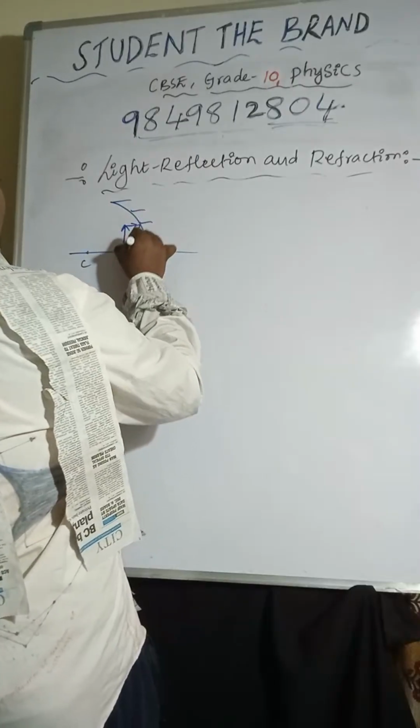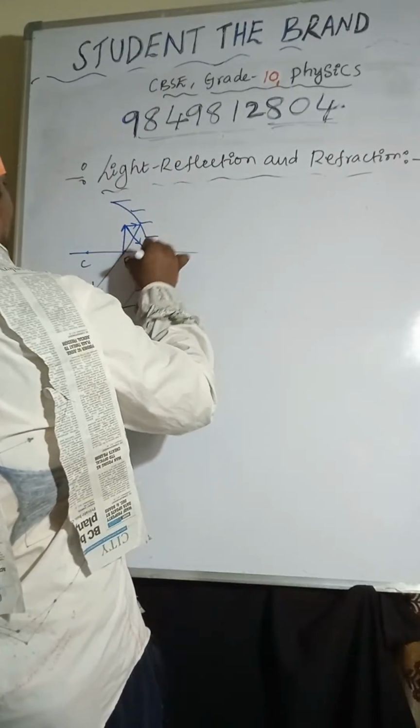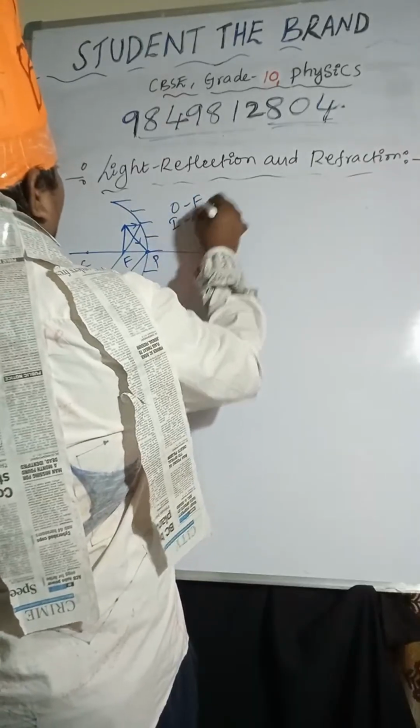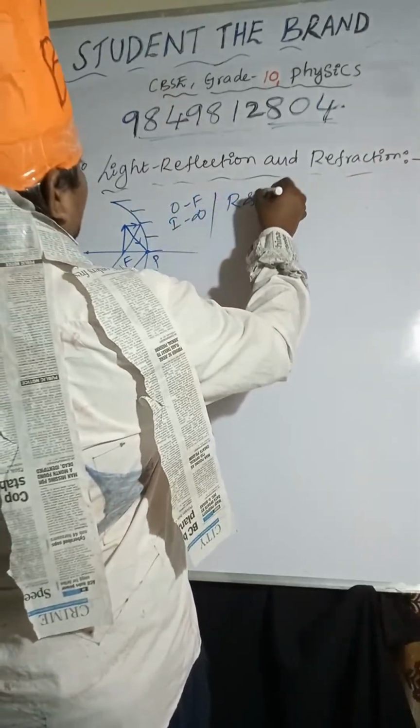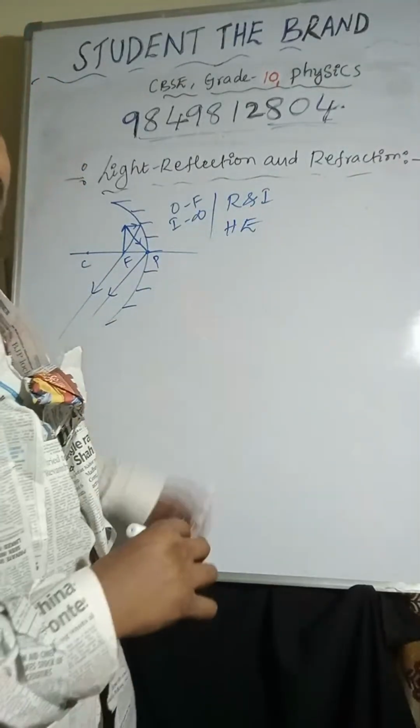One light I am taking like this. It passes through like this. Another light incident at the pole. It reflects back. Object is at F. Image is forming at infinity. Nature of the image is real and inverted. Size of the image is highly enlarged. So that is the fifth one.